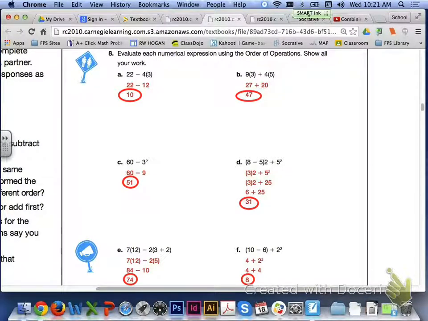Here are your answers for letters A through F. A is 10, B is 47, C is 51, D is 31, E is 74, and F is 8.